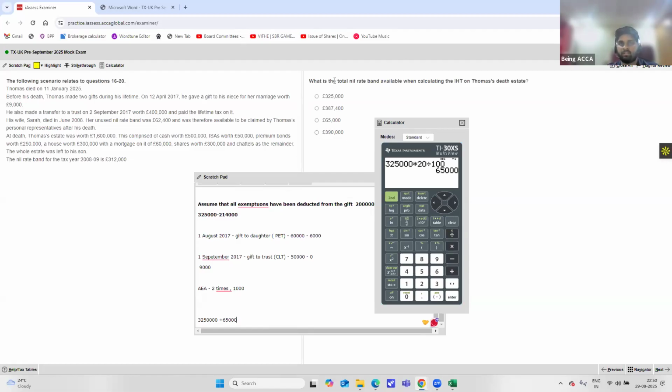Now here, if they simply change one word from total, if they simply ask, what is the additional nil rate band available when calculating the IHT on Thomas's death estate? Then the answer would be 65,000. Got it? Always look for the keywords. If you miss out on one keyword, your entire answer goes wrong. Like if you read the question once, you're confident. Try to read it again and give that assurance to yourself that you're doing it right. And then move forward to the next question, and it will really change your life. You will make as few mistakes as possible. Is that clear?